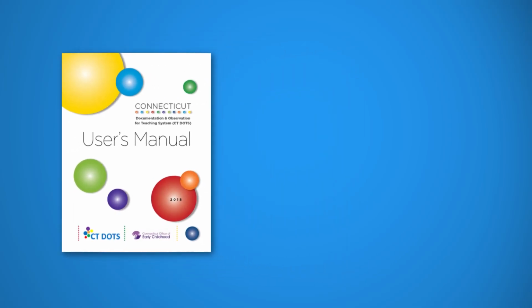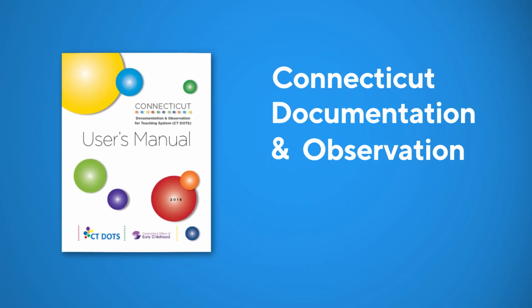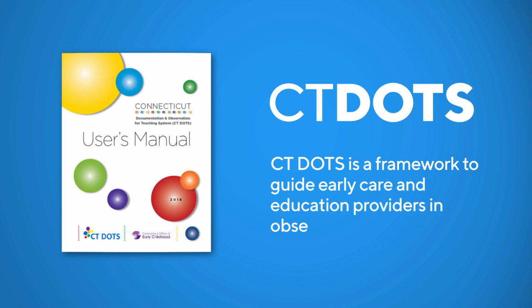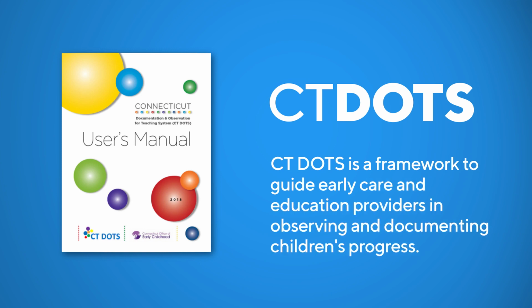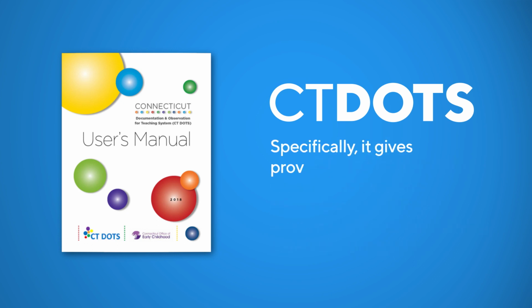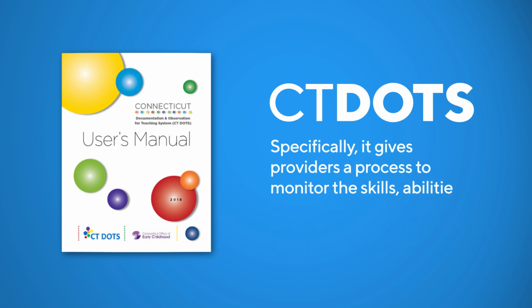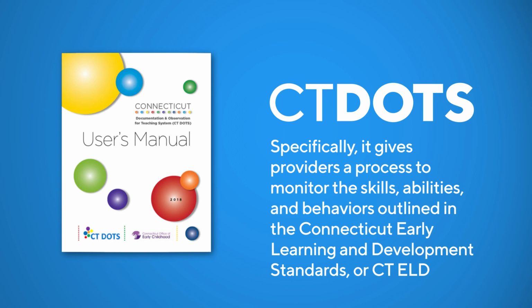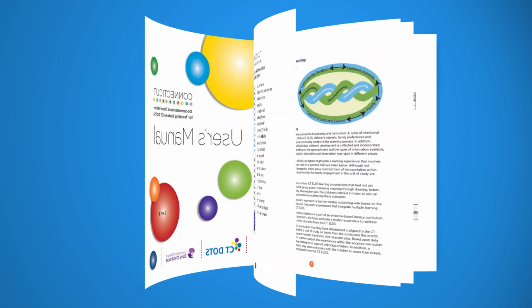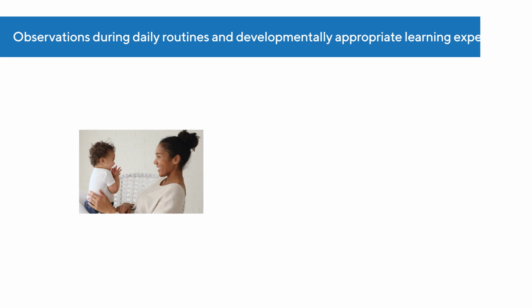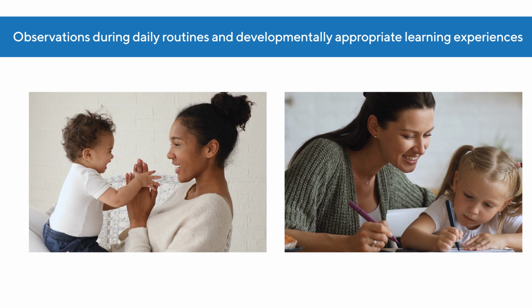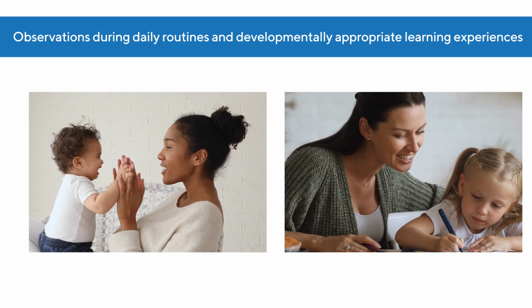Hello, and welcome to our overview of the Connecticut Documentation and Observation for Teaching System, or CT DOTS. CT DOTS is a framework to guide early care and education providers in observing and documenting children's progress. Specifically, it gives providers a process to monitor the skills, abilities, and behaviors outlined in the Connecticut Early Learning and Development Standards, or CTELDS. CT DOTS relies on observations during daily routines and developmentally appropriate learning experiences to check for children's strengths and to determine next steps for teaching and support.